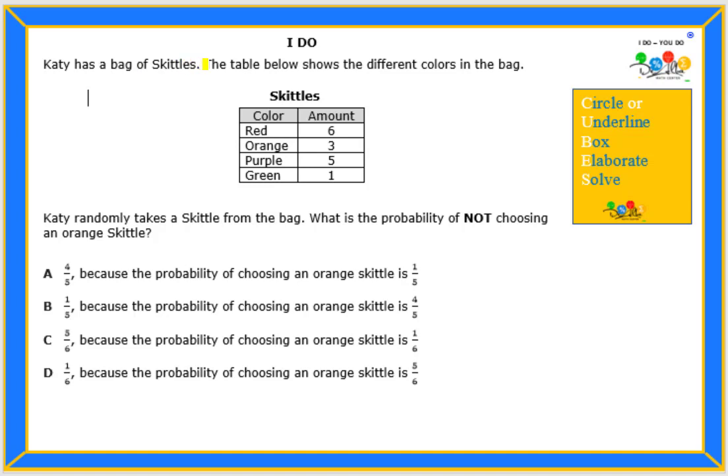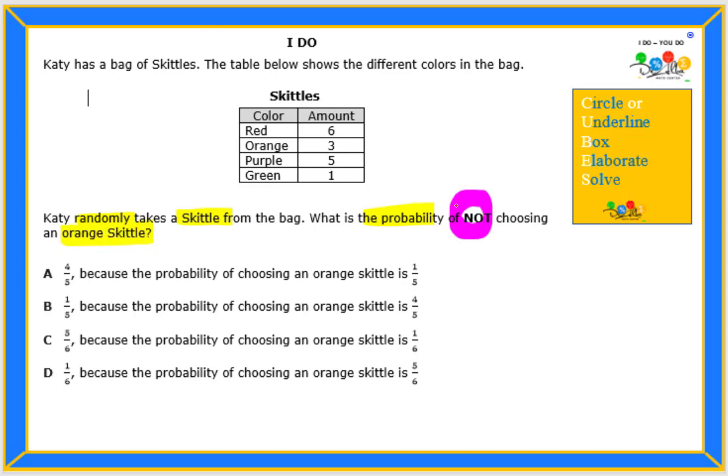Katie has a bag of Skittles. The table below shows the different colors in the bag. So there are 6 red Skittles, 3 orange Skittles, 5 purple Skittles, and 1 green Skittle. Katie randomly takes a Skittle from the bag. What is the probability of not choosing an orange Skittle?